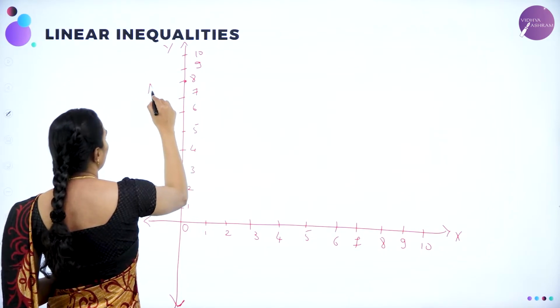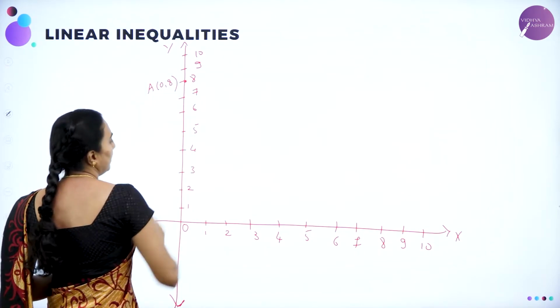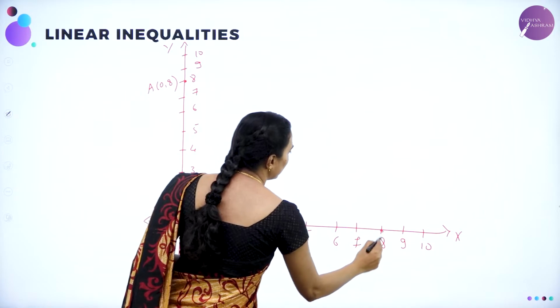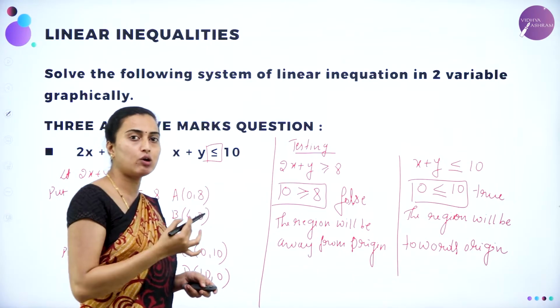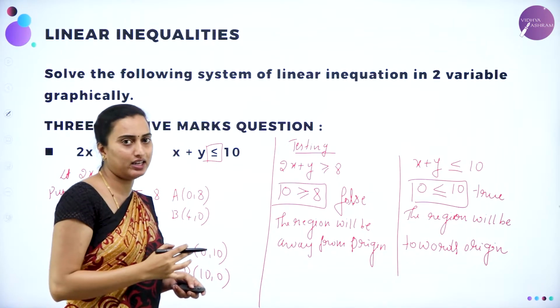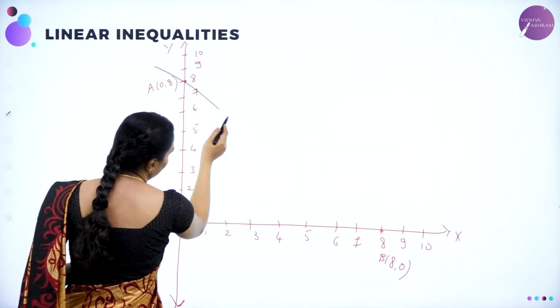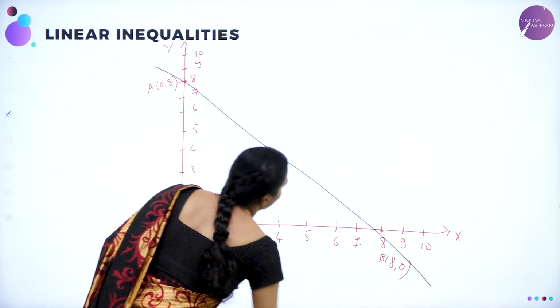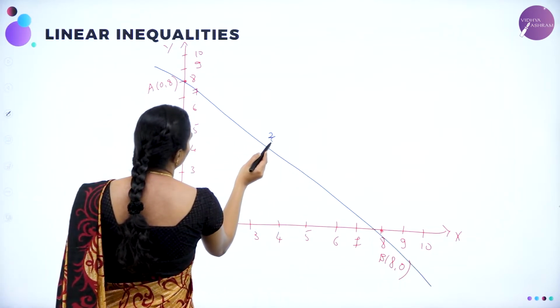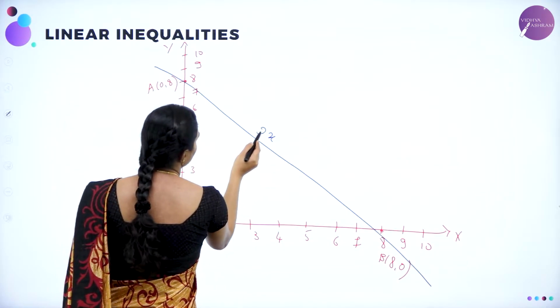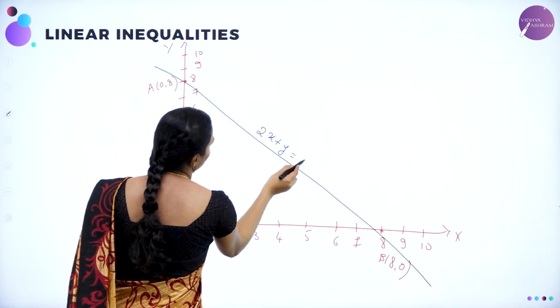This is A of (0, 8) and this is B of (8, 0). Let us join these points by a solid line, because they have given a slack inequality, which means a solid line. So this is the line 2x + y = 8.